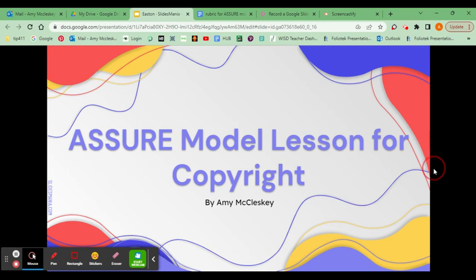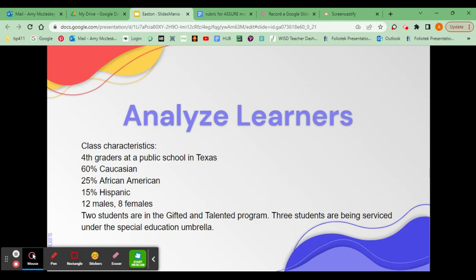This is my ASSURE model lesson for copyright. A is for Analyze Learners. My class characteristics are fourth graders at a public school in Texas.